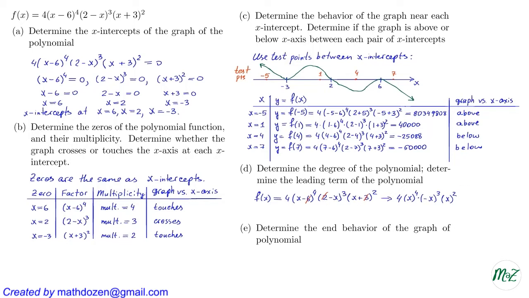So once we simplify this, this is going to give us the leading term. Simplifying this, we end up with -4 times x to the 9th power. So -4 times x to the 9th power should be the leading term of this polynomial. And once you have the leading term, the power of the leading term is going to be the degree of the polynomial. So the leading term is -4x to the 9, so the degree is 9.